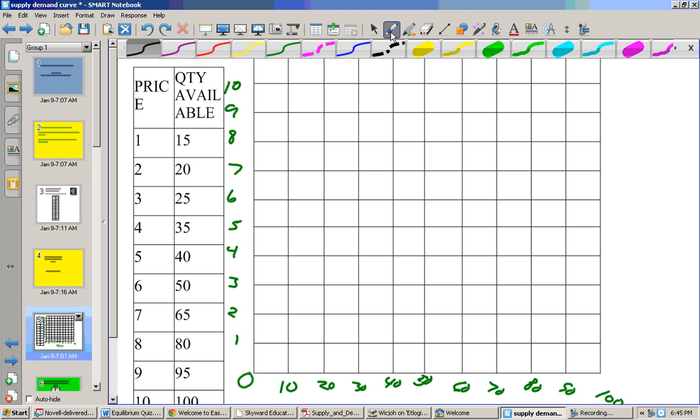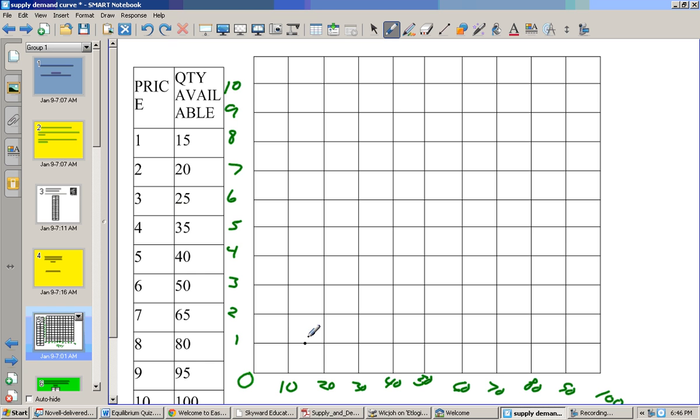In order to do the chart, let's get the handy dandy pen out. First thing we do is we take a look. At the price of 1, which is right here, we are willing to sell 15. We'll put a dot. At the price of 2, we're willing to sell 20. Price of 3, 25. Price of 4, 35. Price of 5, 40. Price of 6, 50. Price of 7, 65.